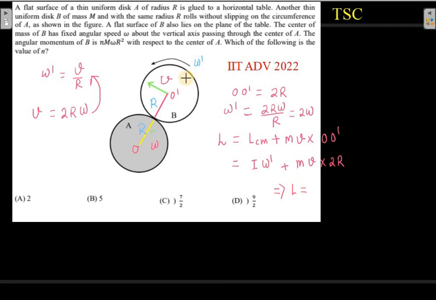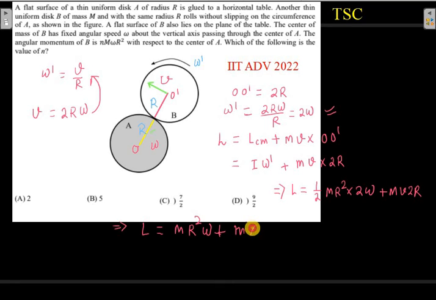Simply, we can write L will be equal to the moment of inertia of the disk about an axis passing through its center of mass and perpendicular to its plane, which is half M R square, into omega dash. Omega dash is twice of omega from here. Plus M multiplied by V multiplied by 2R.